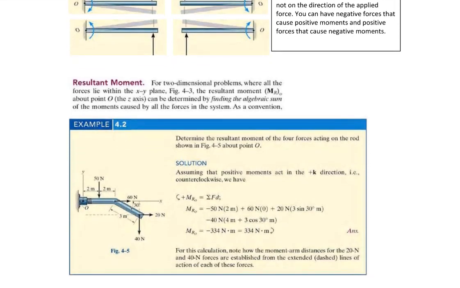And resultant forces or resultant moments are very important. We will often have multiple forces applied to a body, and we want to find out the total moment. And you can see by this example how you add them up and find out what the total moment about point O is.